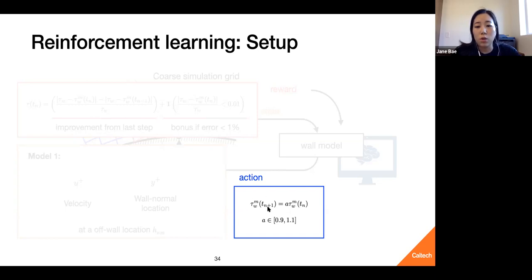So our wall stress at the next time step is a factor A, so this is our action, times the wall shear stress at the previous time step, where A, we've bounded between 0.9 and 1.1 so that we don't have a huge jump at each time step. But basically, it allows us to control the wall shear stress so that it can go down if it's below 1 or up if it's above 1. So that was the action that we chose.